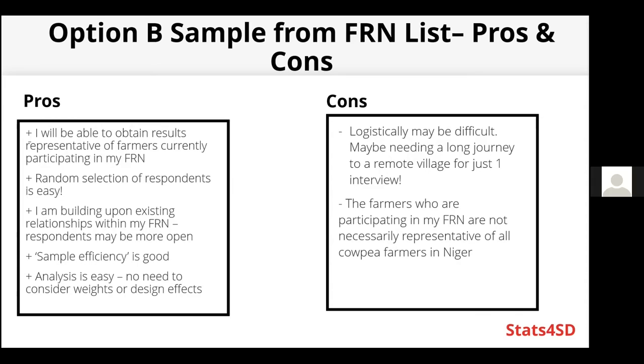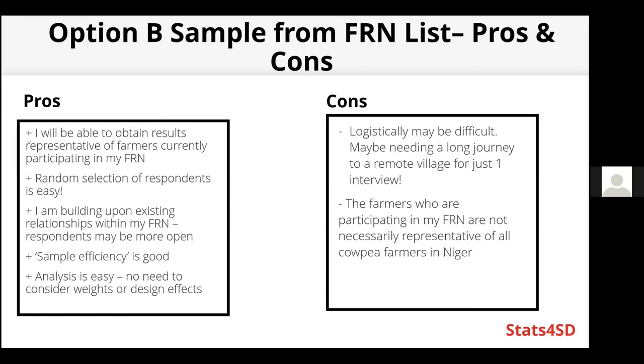Those farmers who are participating in my FRN may be very different to an average cowpea farmer in Niger, or a very different set of people. They may be more engaged in farming. They may be more interested in research. They may just happen to be more local to where your research station and your office is, because that's how you initially built the FRN, from within the more local communities. So that population may not be the population that you're actually interested in.